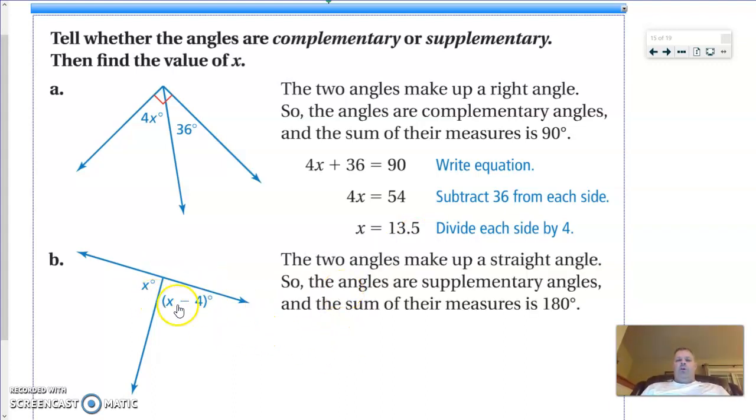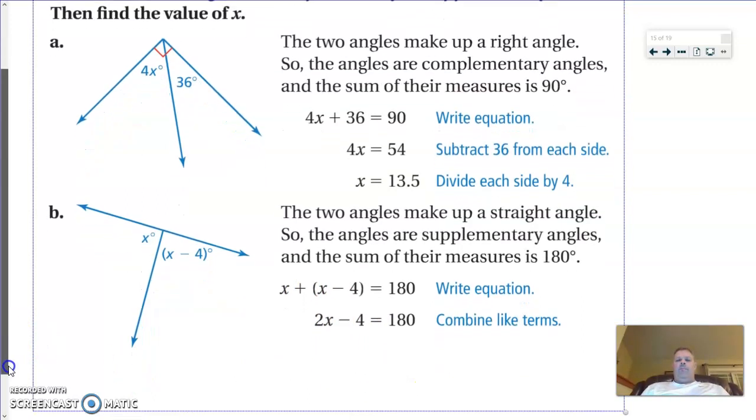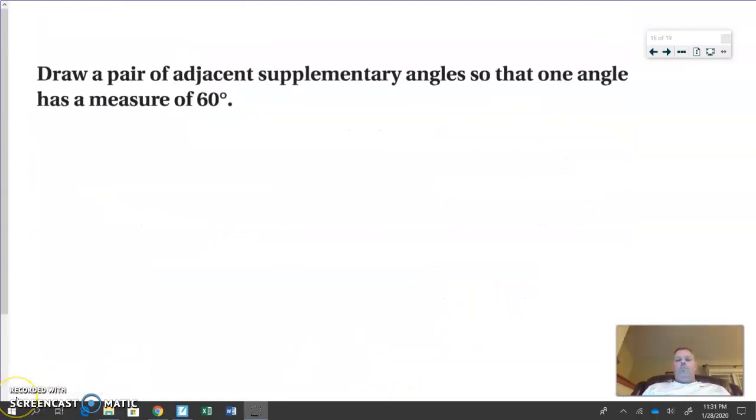In the second one, I have a straight line. I know those two angles make up that straight line, so they are supplementary. So I know that x plus x minus 4 equals 180. When I combine like terms, I get 2x minus 4 equals 180. My next step is to add 4 to both sides to get rid of this negative 4. I then get 2x equals 184. Divide by 2. My answer is x equals 92.